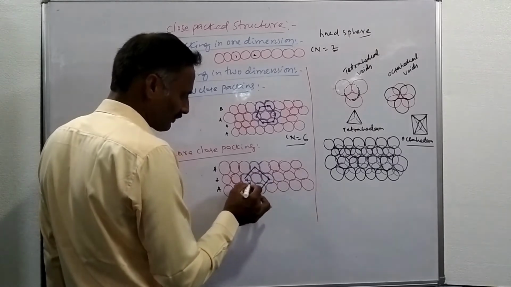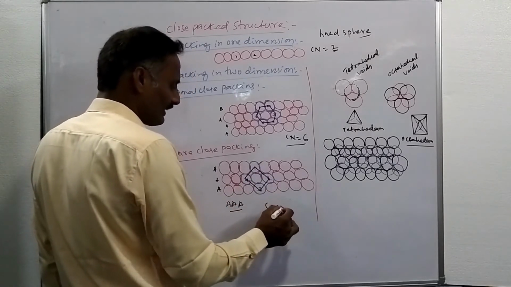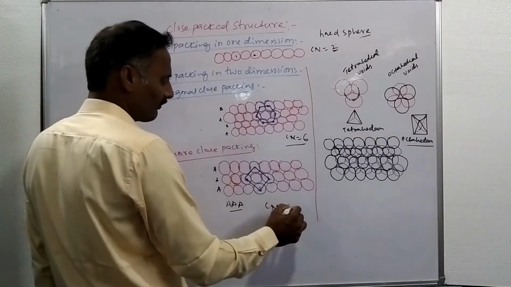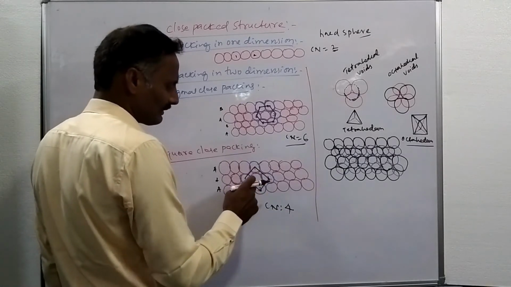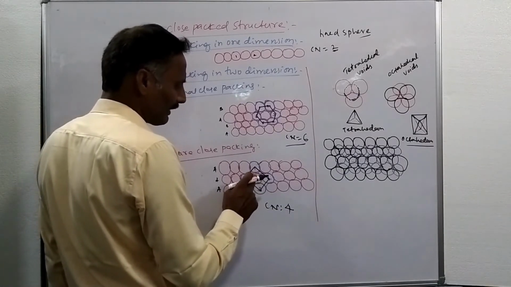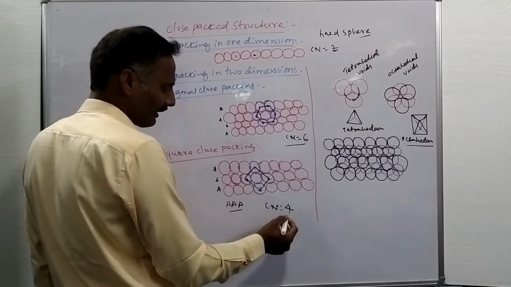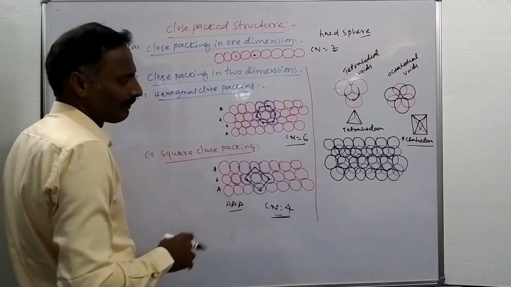This is called square close packing. Then what is the coordination number? The coordination number in two-dimensional square close packing is 4. Each sphere contacts how many particles? Here each sphere at the center is surrounded by 1, 2, 3, 4 particles. That's why the coordination number of this two-dimensional square close packing is 4.